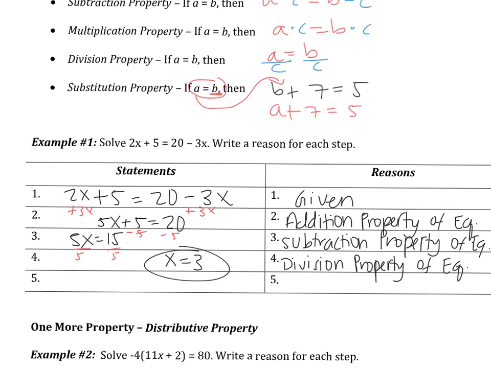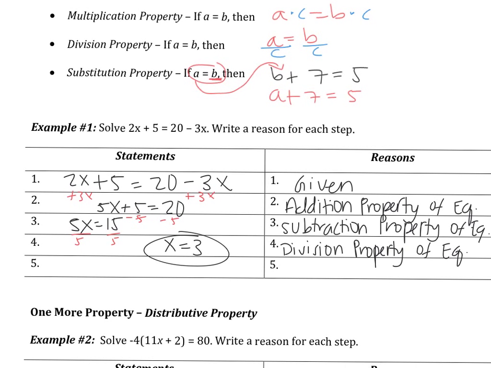Okay, so all you're doing is you're solving a problem and then you're writing reasoning for each step. Again, what's important is that in each step, when I added and I subtracted and I divided, it was always by the same number. So I added 3x to both sides. I subtracted 5 from both sides. I divided by 5 on both sides. Okay, so we're going to do a few more examples.